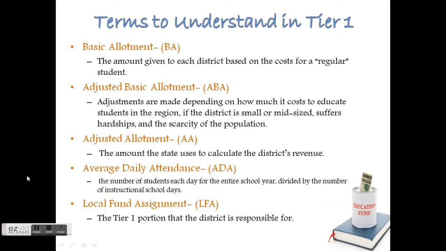ADA, the average daily attendance. This is the number of students each day for the entire school year, divided by the number of instructional school days. And I'll have an example for that as well. And last, we have the local fund assignment. This is the Tier 1 portion that the district is responsible for.